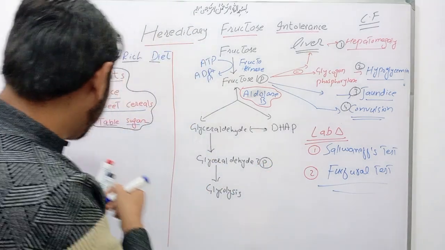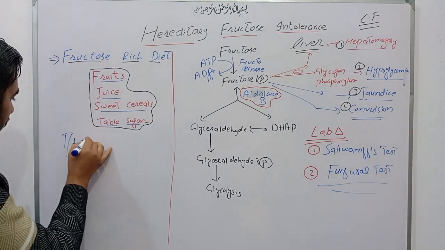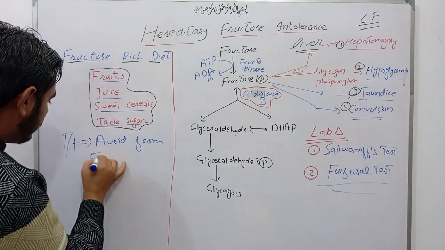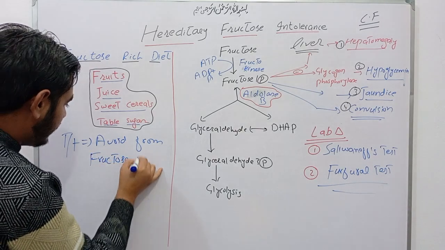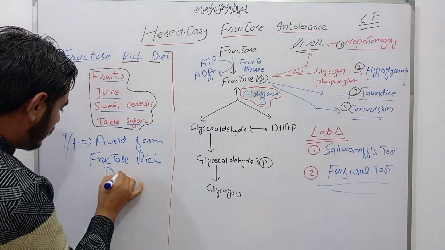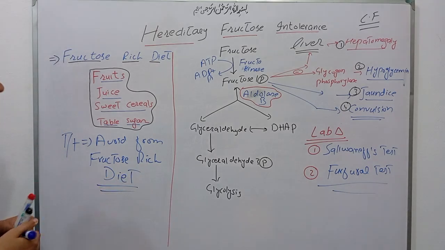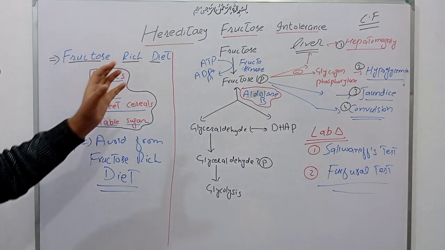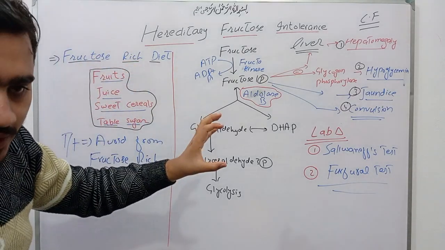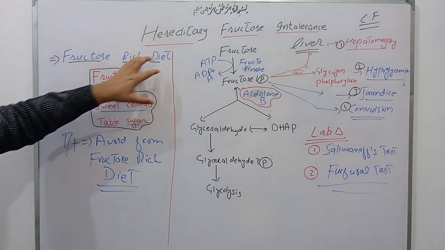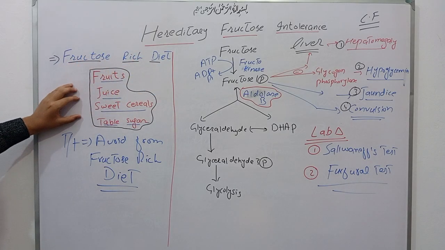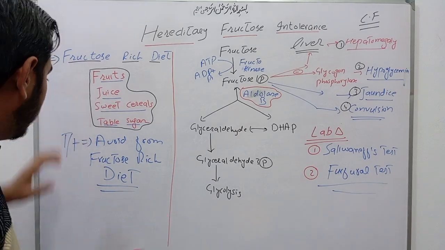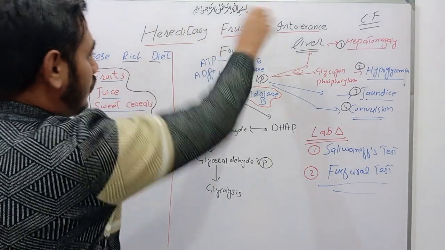Okay, now coming to the treatment: avoid a fructose-rich diet. Okay, so friends, this is all about hereditary fructose intolerance. It is asymptomatic, okay, but when you consume a fructose-rich diet like fruits, juice, sweet cereals, and table sugar, meaning sucrose, which is made up of glucose and fructose, then it leads to this disorder.